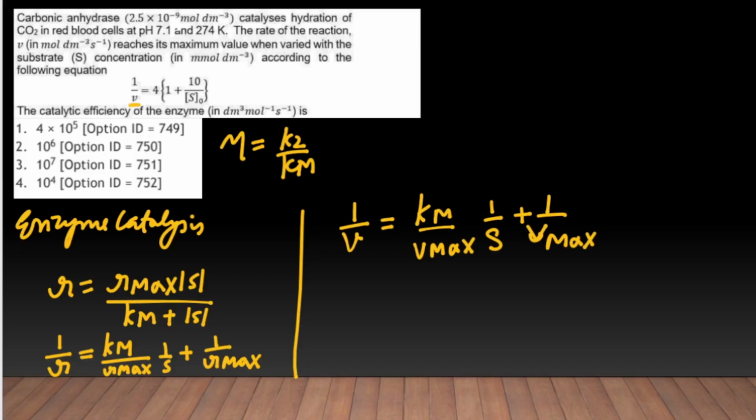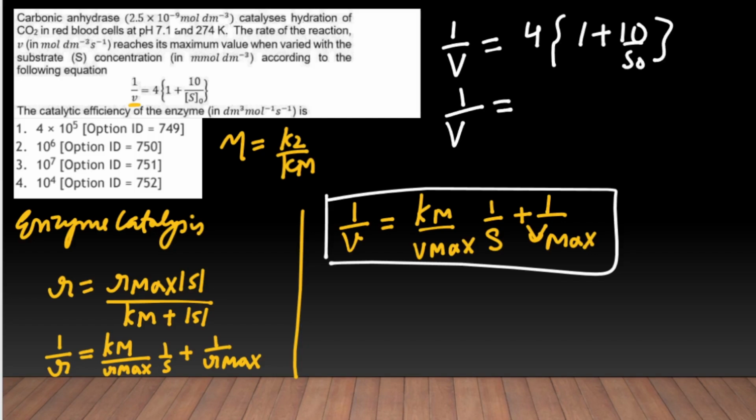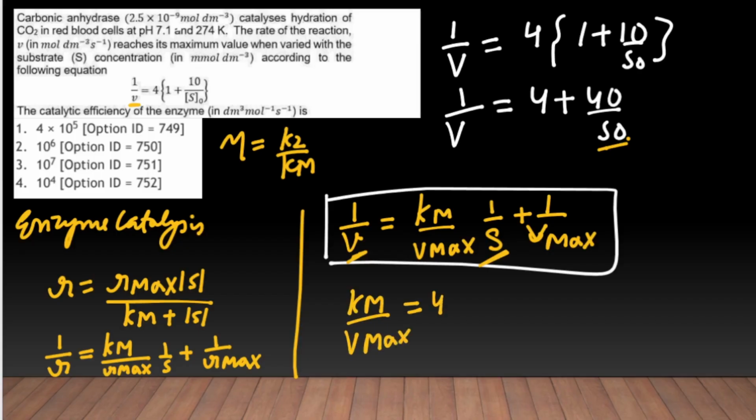So now here if you use this expression and the other one that is given to us, 1 by V will be equal to 4 times 1 plus 10 by S naught, right? So 1 by V is 4 plus 40 upon S naught. If you compare these two, this is 1 by V, and this is 40 upon S naught. So from here, the Km upon Vmax ratio is 40, and 1 by Vmax is equal to 4, right?